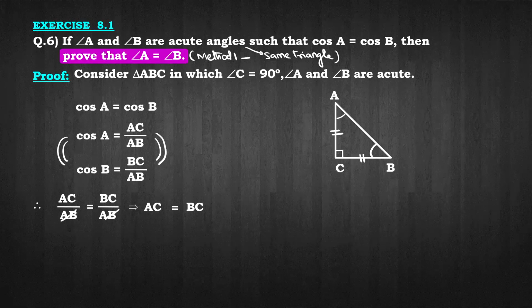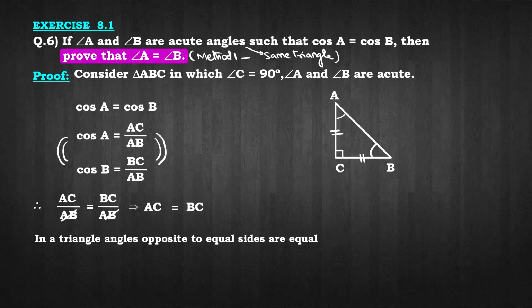We have a wonderful result. In a triangle, angles opposite to equal sides are equal. So these two sides are equal, so the angles opposite to them are equal. Therefore, angle A is equal to angle B. So method 1 completed.